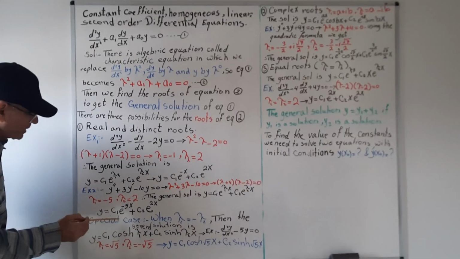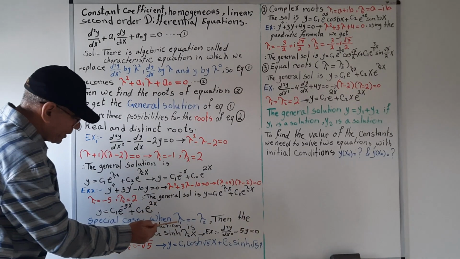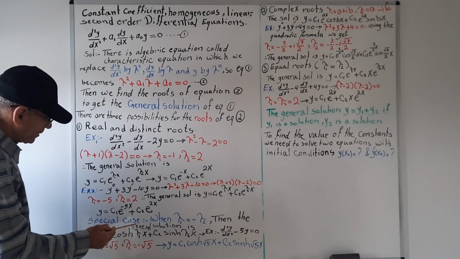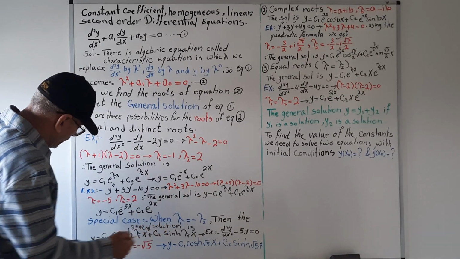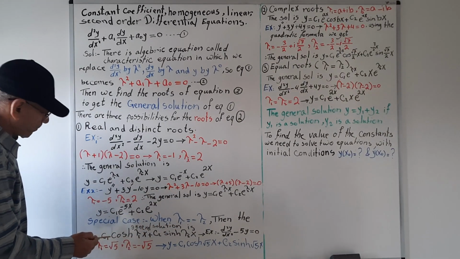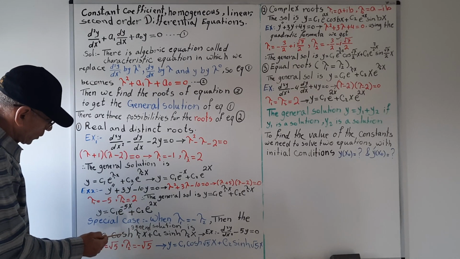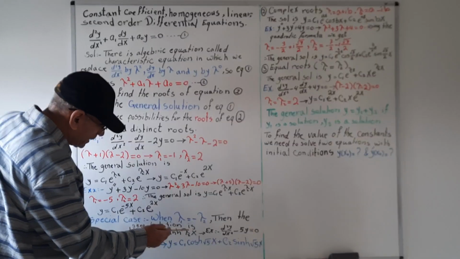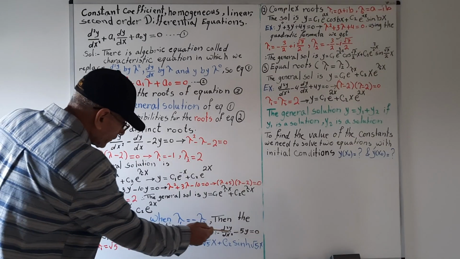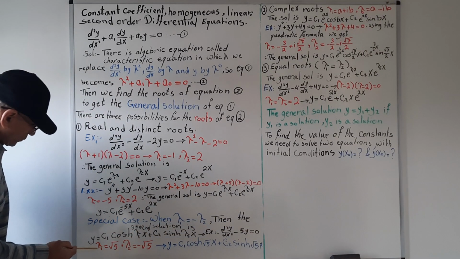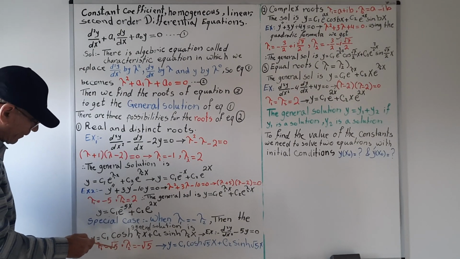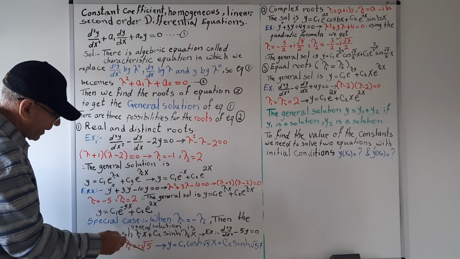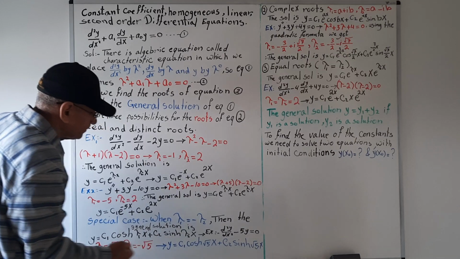A special case is when they are equal but opposite in sign. Then the general solution is with hyperbolic functions: c1 cosh lambda 1x plus c2 sinh lambda 2x. And here is the example. So lambda 1 equal root 5, lambda 2 equal minus root 5. And here our solution.